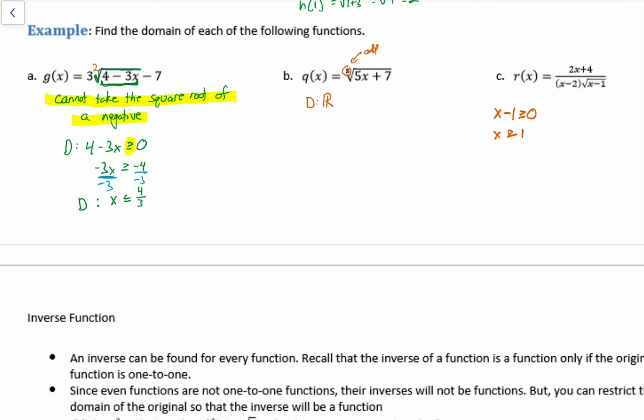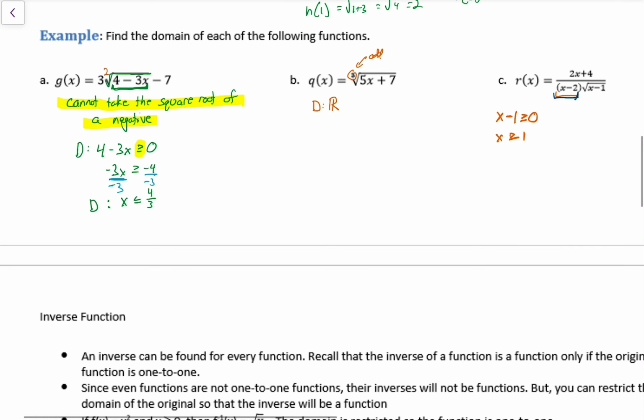That's part of it. But there's something else that's limiting our domain, is that we have a fraction and we cannot have 0 in the denominator. And so from this part, we'll actually change the colors here a little bit. From this part, we know that x cannot equal 2. In fact, also the square root is in the denominator, and so this whole thing can't equal 0, and so x actually cannot equal 1.